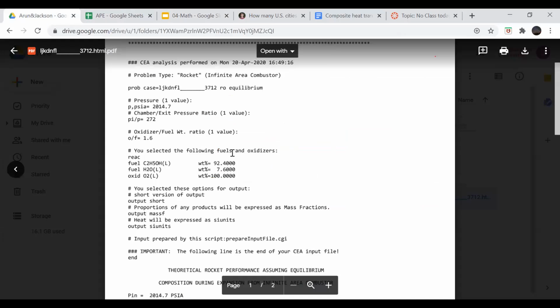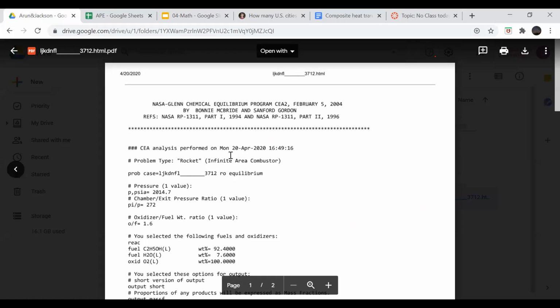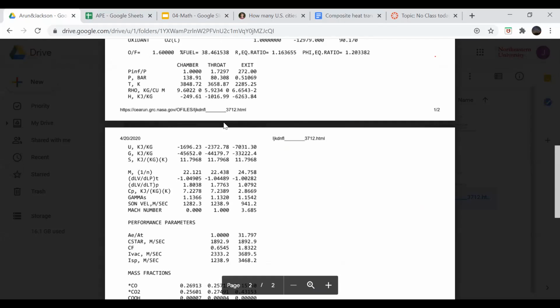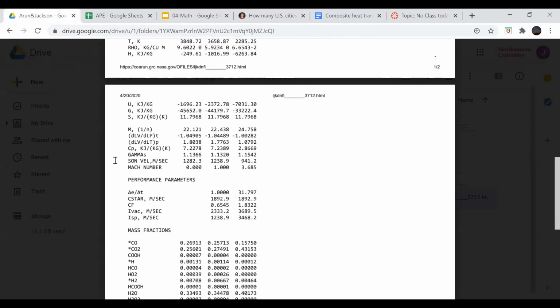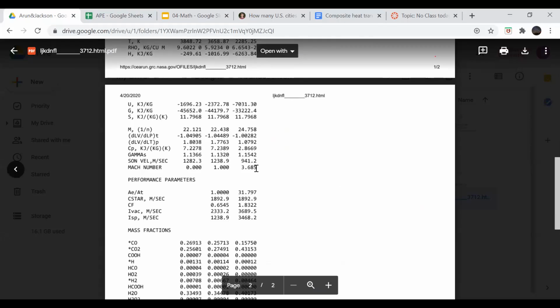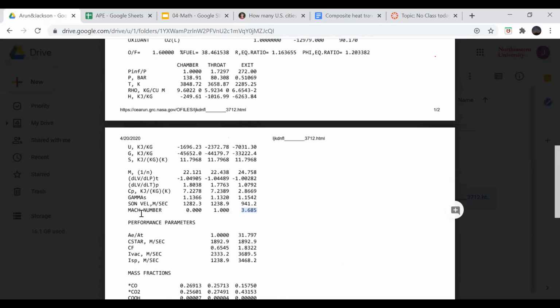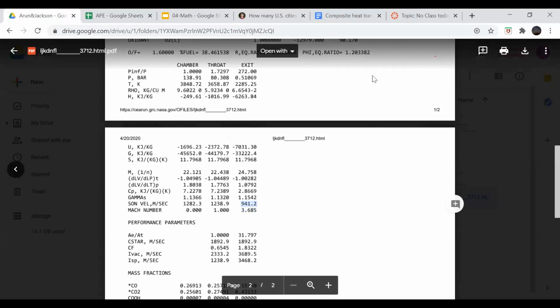PowerPoint and go to, so this is the CEA for the example engine that Arun and I did over the summer. So what you have that's useful to us is Mach number at the nozzle exit and the sonic velocity at the nozzle exit. So basically Mach number, so Mach number is a quote unquote non-dimensional number.